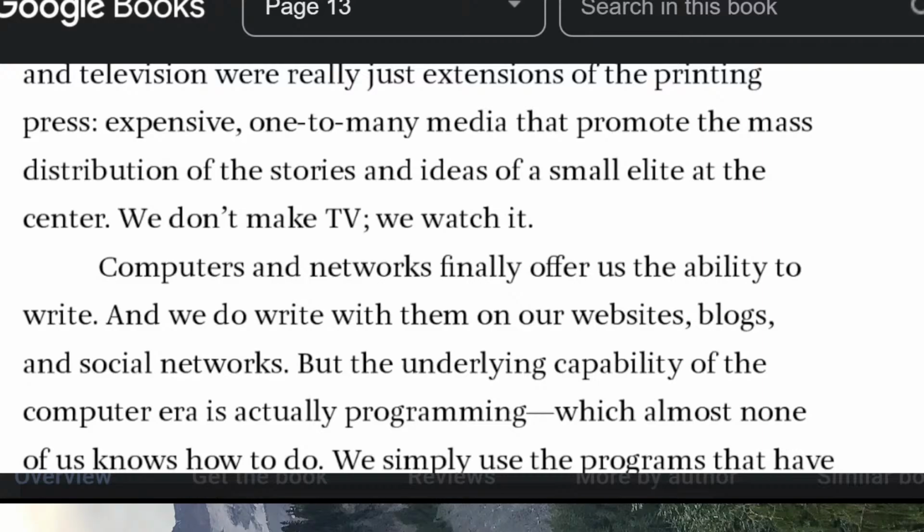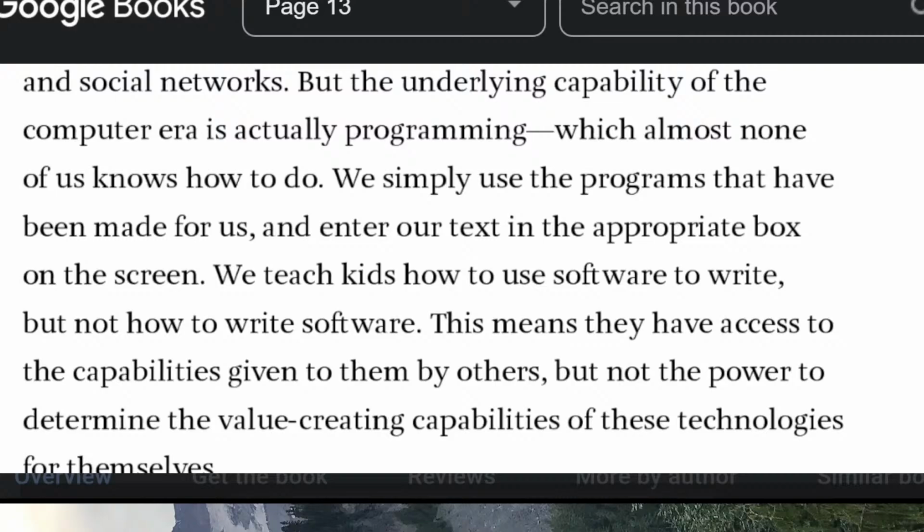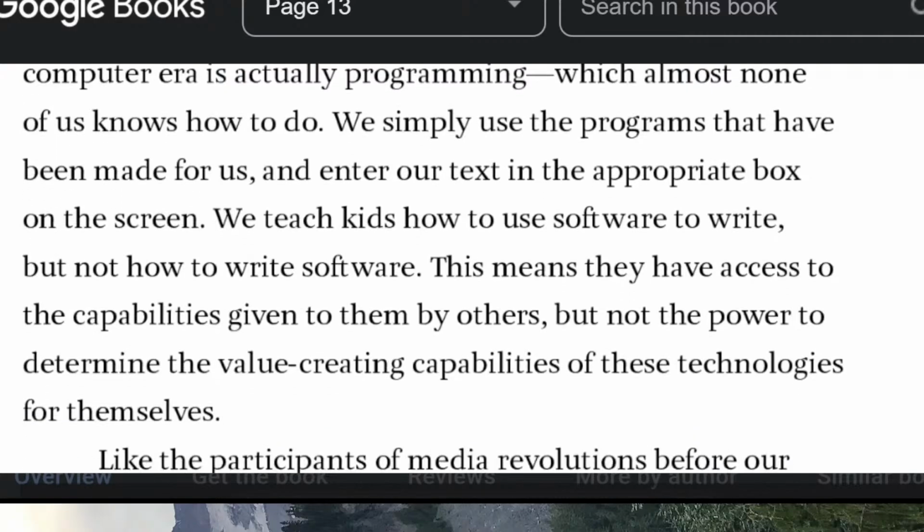Computers and networks finally offer us the ability to write, and we do write on our websites, blogs, and social networks, but the underlying capability of the computer era is actually programming, which almost none of us knows how to do. We simply use the programs that have been made for us and enter our text in the appropriate box on the screen.